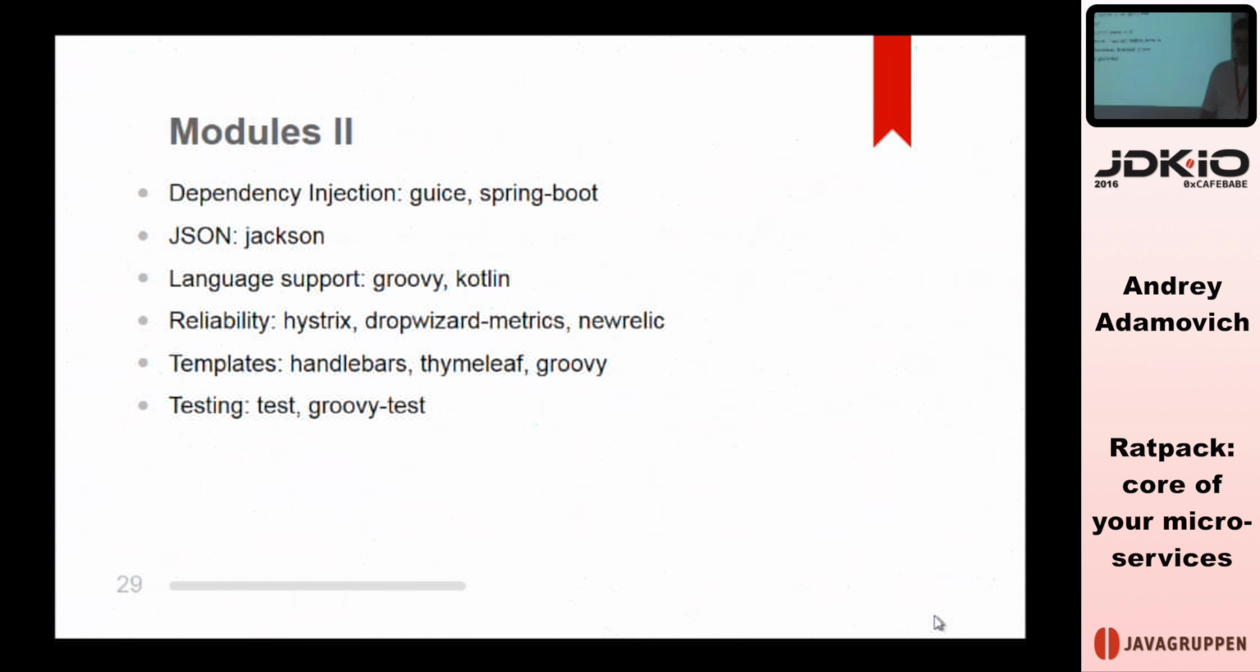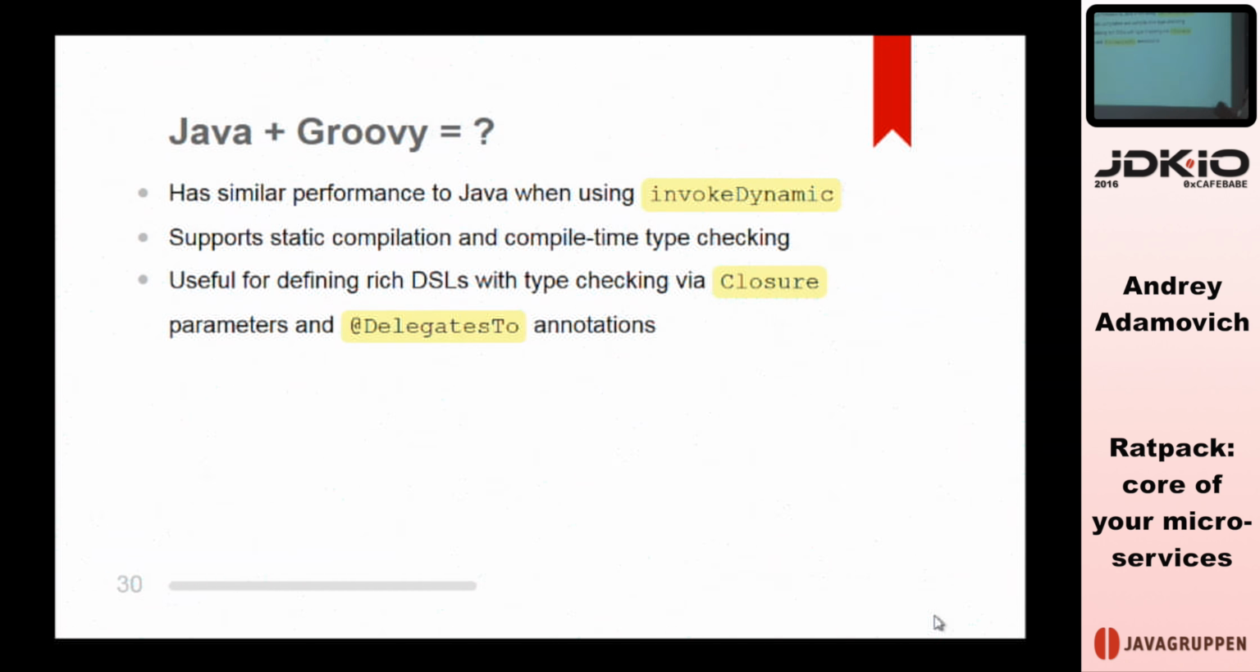Also, JSON parsing, dependency injection. By default, Ratpack is using Guice, but you can also use Spring Boot if you prefer that, if you're more familiar with the Spring way of doing things. Templating, and testing is also very powerful in Ratpack, because of the lightweight nature of Ratpack. You can actually start the full application within your unit test or acceptance test and test it very fast. You don't need to deploy it anywhere. You can just use a unit test to do that.